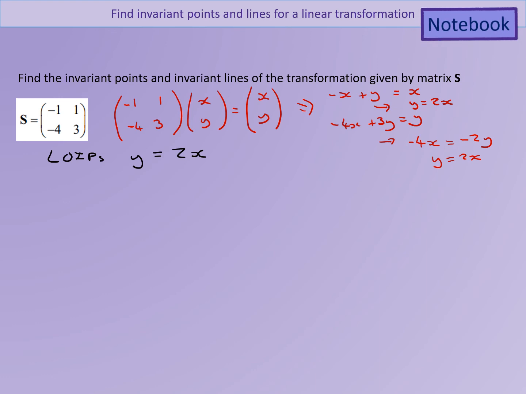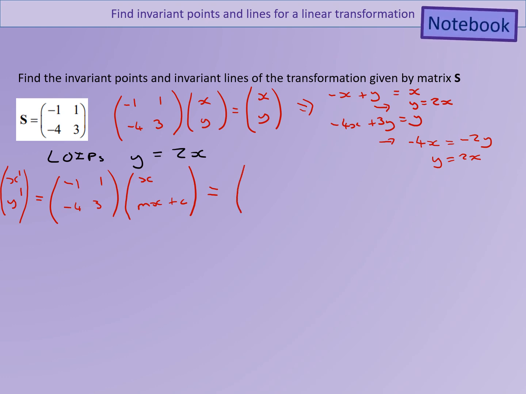Right, we're now going to look for any invariant lines. So invariant lines are found by calculating the matrix multiplied by a general line, which is x, mx plus c, and finding the image points x dash, y dash. So multiplying out the matrix multiplied by that initial line, we end up with minus x plus mx plus c. And then we get on the bottom line minus 4x plus x plus 3c.